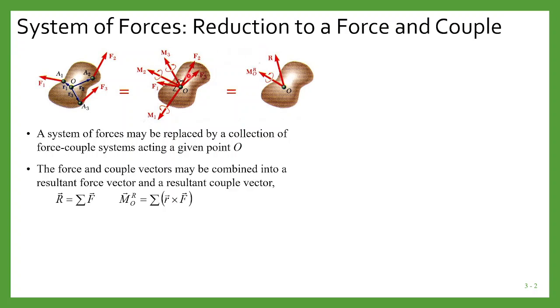Now we have three different forces, so we can have a resultant of these three forces. Suppose that resultant is represented by capital R. Similarly, we can find the resultant of all the moments M1, M2 and M3. So the force and couple vectors may be combined into a resultant force vector and a resultant couple vector. This is how we can do this.